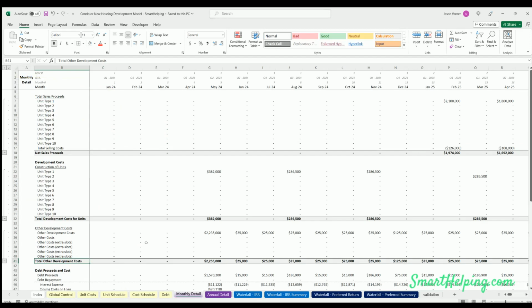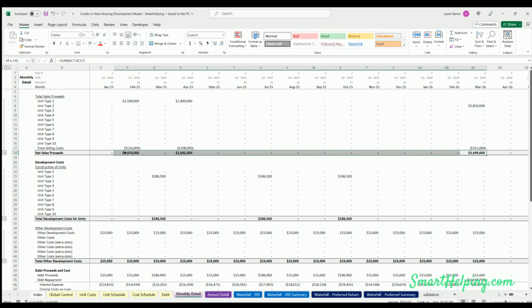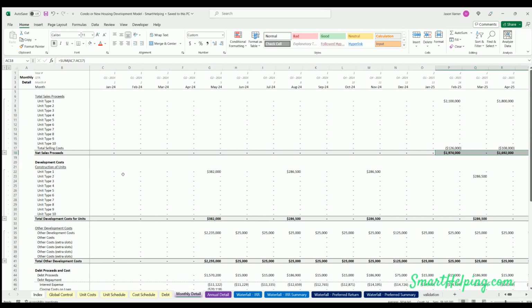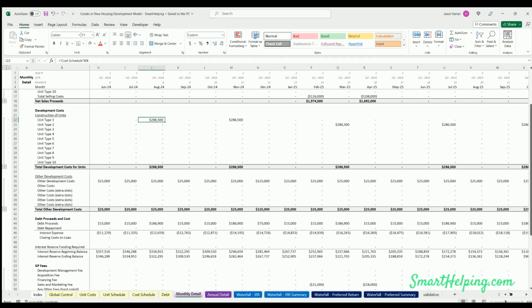Let's get into the monthly details. So here you can see total sales proceeds for each of the unit types happening over time. So here's these unit types being sold. Here is the selling cost happening automatically, and then here's the gross proceeds from the sales happening. Then we've got construction of units. So this is the direct unit cost happening based on when the units are started being built, and the cost per unit. So those are happening there.